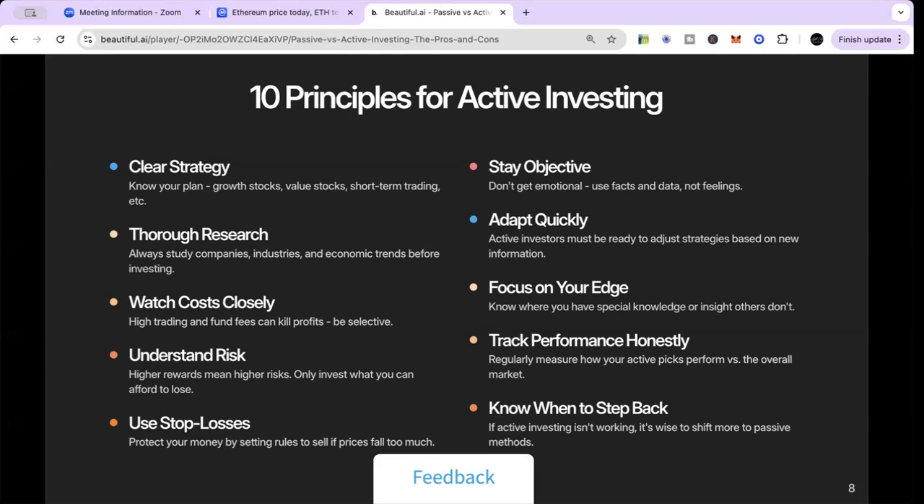Energy, technology, consumer discretionary. All consumer discretionary means is it's basically when the consumer has extra money. So that'd be like theme parks, it'd be hotels, it'll be airline stocks. That's what consumer discretionary is.